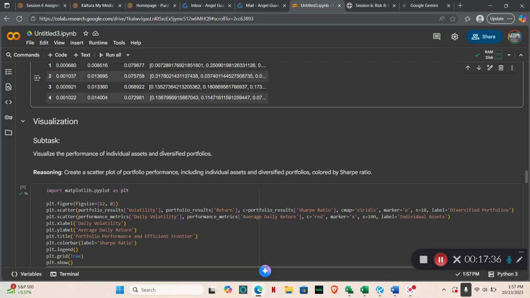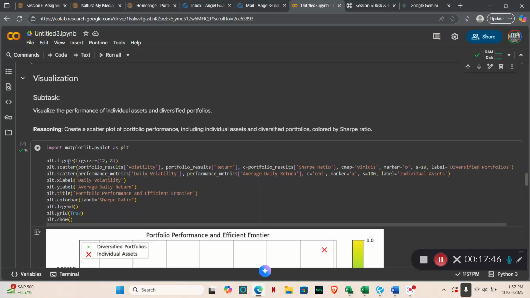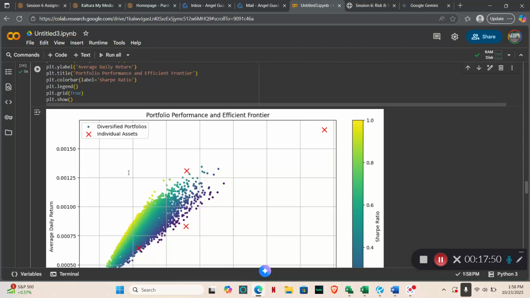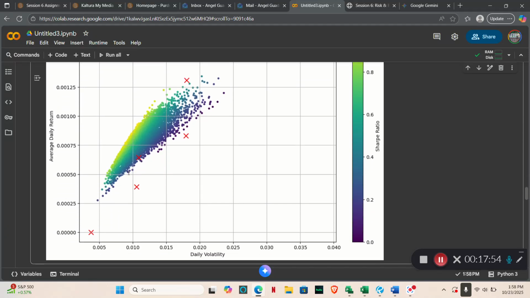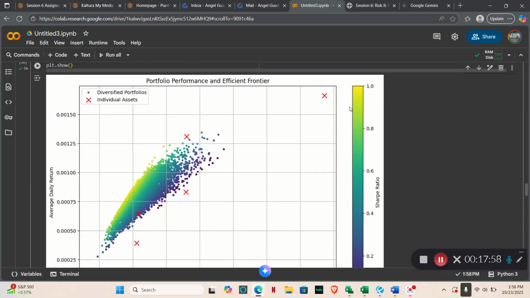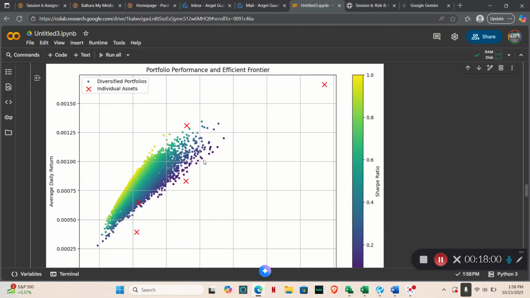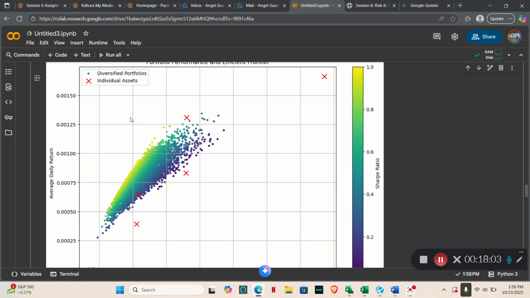We must create a plot. For me, I wanted to create a scatter plot of portfolio performances, including individual assets and diversified portfolios, colored by the Sharpe ratio. So if we press play on this code, this shows the portfolio performance and efficient frontier. It's the Sharpe ratio. Blue is lower and then higher as you get higher, it turns yellow. X indicates the individual assets and diversified portfolios are the dots.